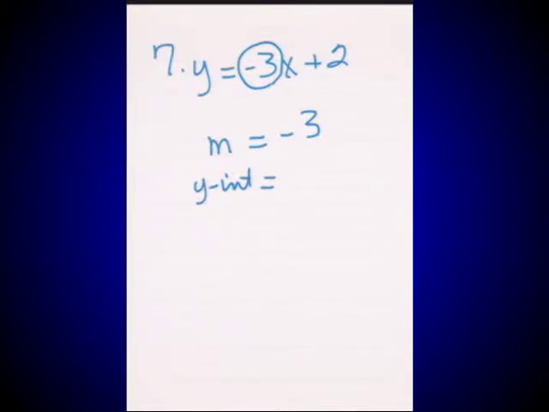Our y-intercept is this number right here, 2, which implies we're going to graph the ordered pair 0, 2. 2 is the y of the point, but the x is 0. So let's go to our graph paper and graph a line with slope negative 3 and y-intercept 0, 2.